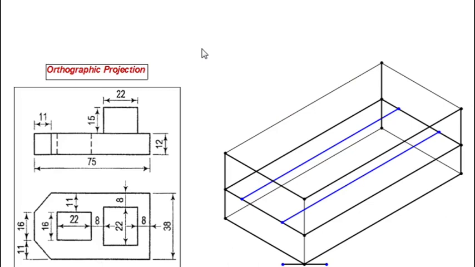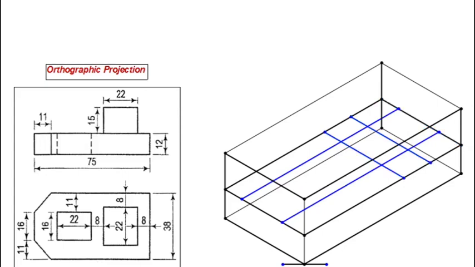Now doing the same thing in the y direction, from this edge to this edge, and again from this edge to this edge. Adding the relations, these two lines, this one and this one, should be equal and parallel to each other.